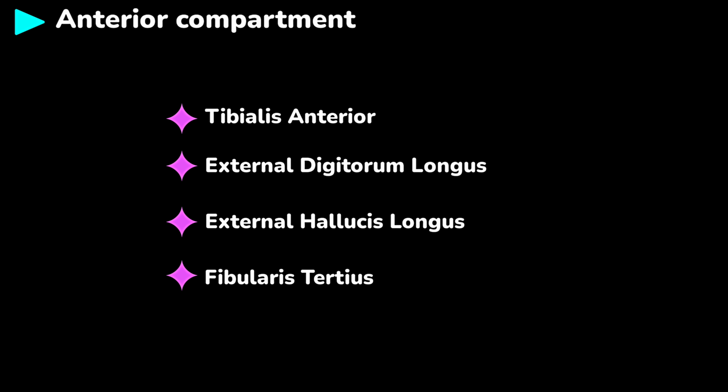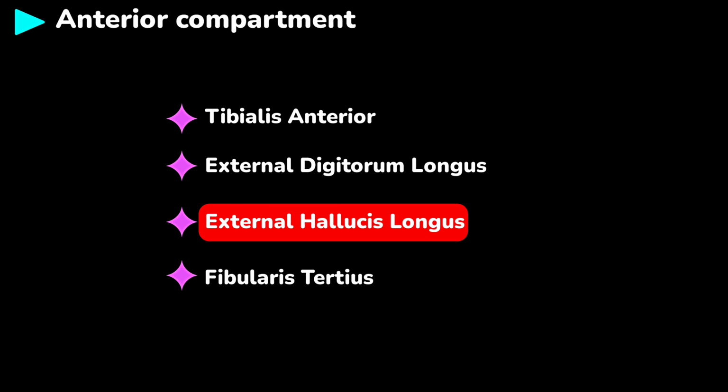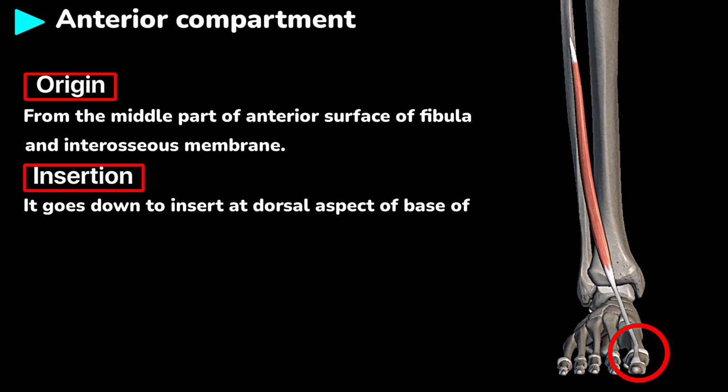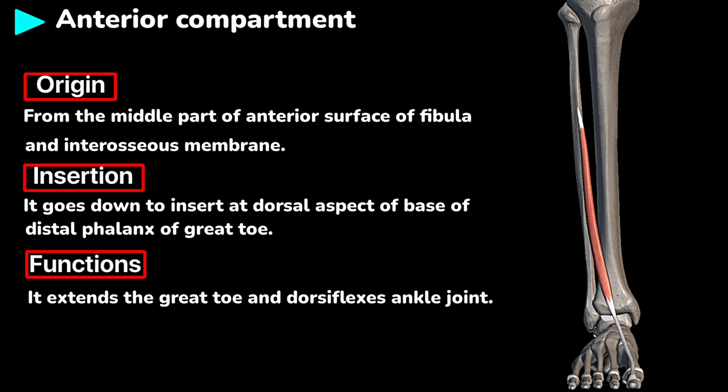Then comes the third muscle, which is extensor hallucis longus. It originates from the middle part of anterior surface of fibula and interosseous membrane. It goes down to insert at dorsal aspect of base of distal phalanx of great toe. This muscle extends great toe and dorsiflexes ankle joint.